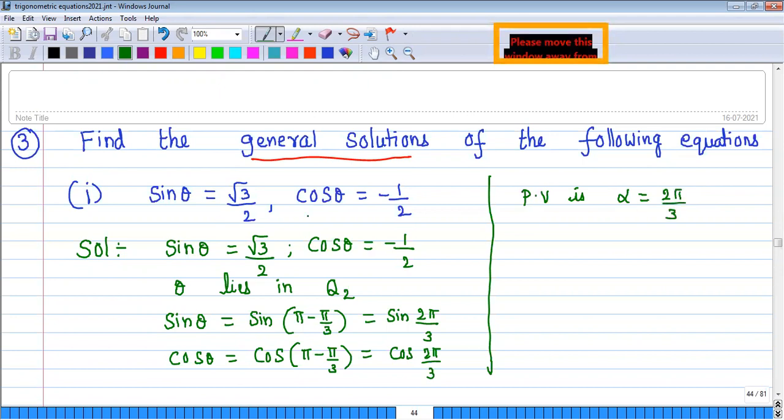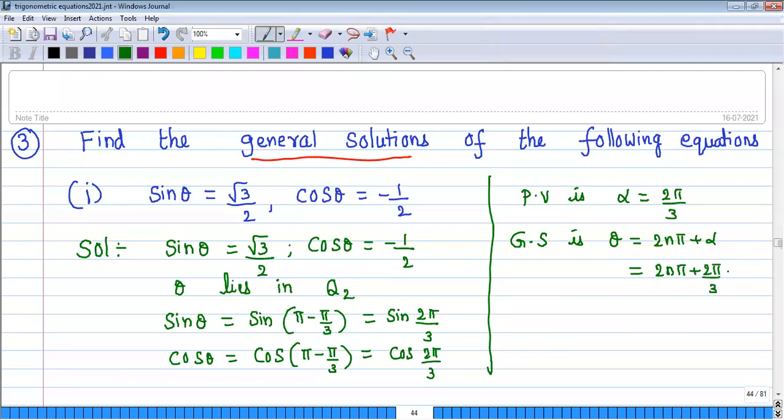Because we need to solve these two equations simultaneously, the general solution is theta equal to 2n pi plus alpha. So this is equal to 2n pi plus 2 pi by 3. If you wish, you can write n belongs to Z. You can write it. This is the answer.